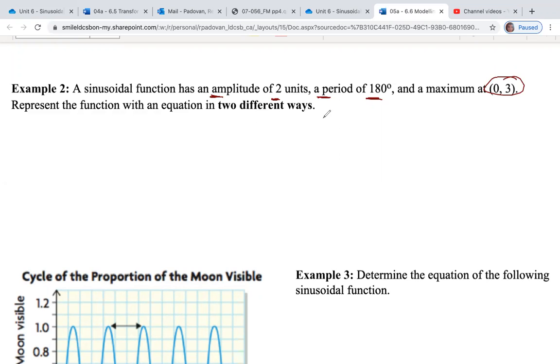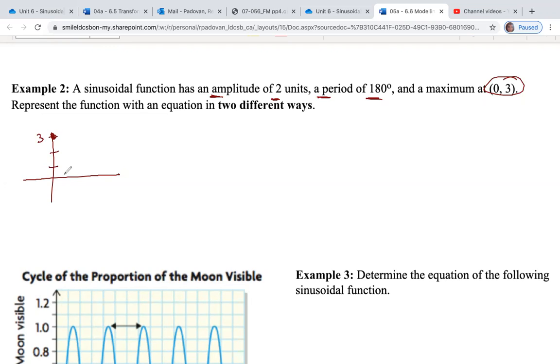So first, let's just come up with an equation first, then we'll worry about writing it out as a second equation that looks a little bit different. So let's kind of graph the information that I know, right? I know my amplitude is 2, but I know that my maximum point is at (0, 3). So if I were to draw a graph, right, at (0, 3), I have my maximum. So then I have to be careful, and I know that the period is 180.